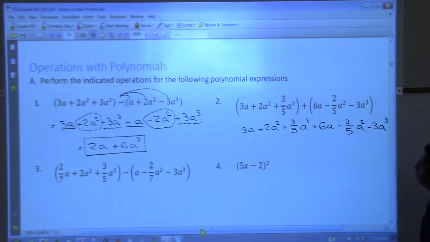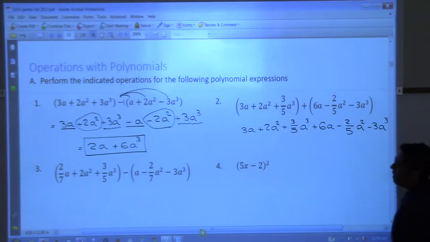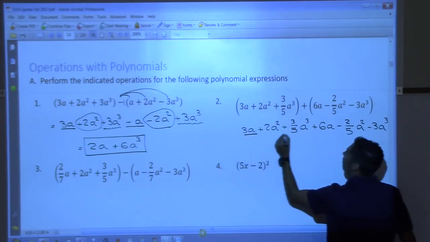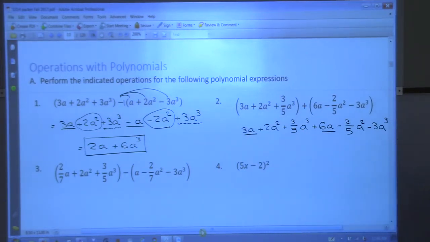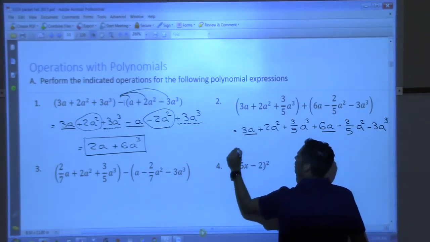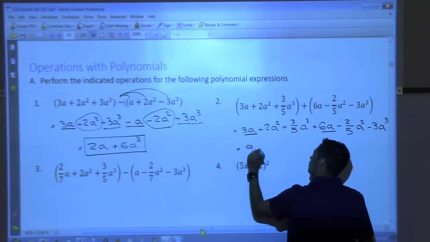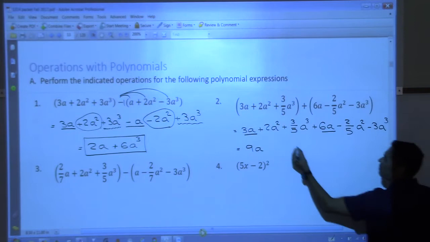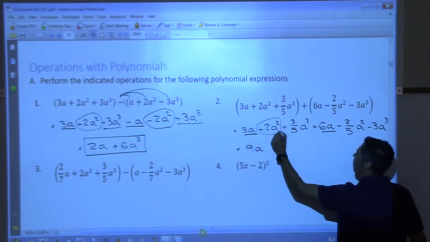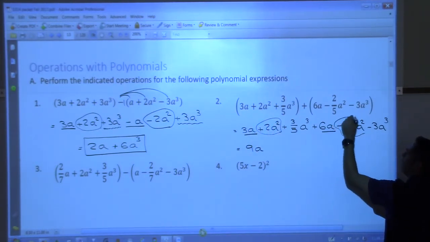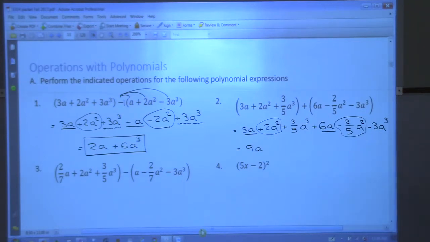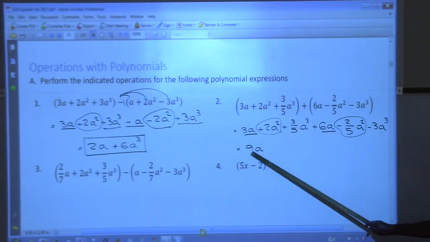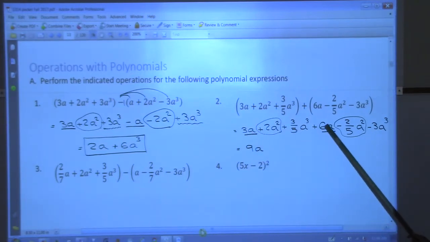So let's start with the a's. Got that one and that one. Those two I can combine together pretty easy, right? 3a plus 6a is 9a. Okay. How about the a squareds? I've got this one, and I've got this one. So how do I combine those? I mean, when we did 3a and 6a, we said it was 9, right? So you just did 3 plus 6.